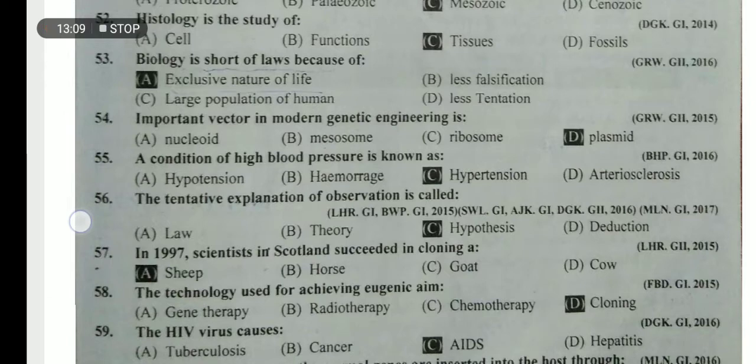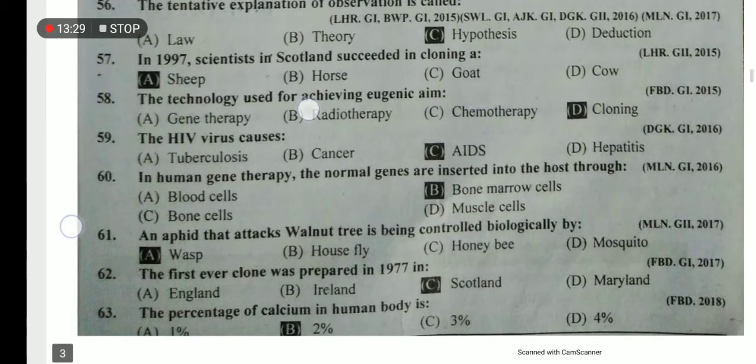Arteriosclerosis is actually the accumulation of plaque in the blood vessels, and hypotension is lessened blood pressure. The tentative explanation of an observation is known as a hypothesis. In 1997, scientists in Scotland succeeded in cloning a sheep. The technology used for achieving eugenic aims.